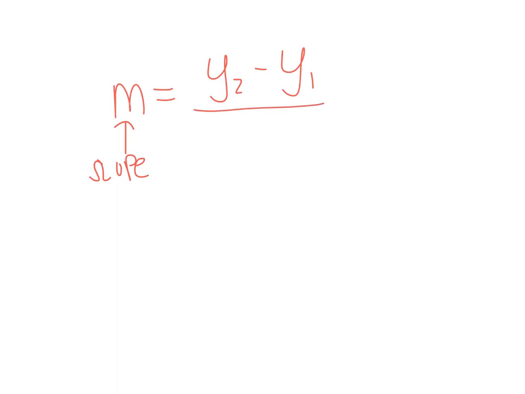Another way to calculate slope is by using the slope formula. And the slope formula is m, that's the letter that represents slope. So you take y2 and y1 and subtract them, and divide it by the difference of x2 and x1.